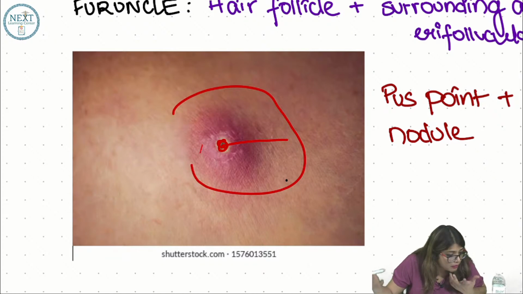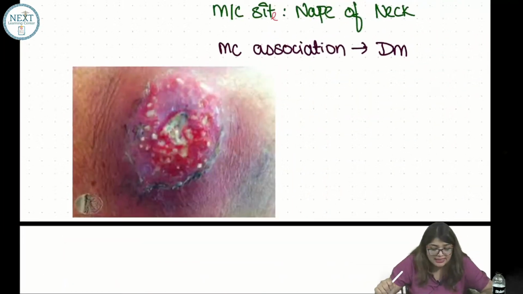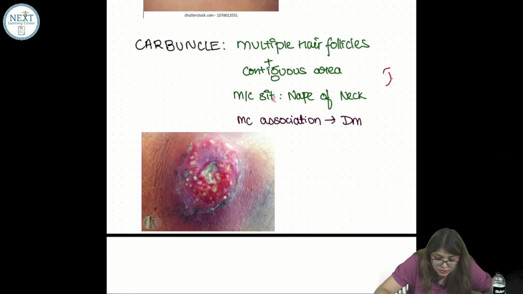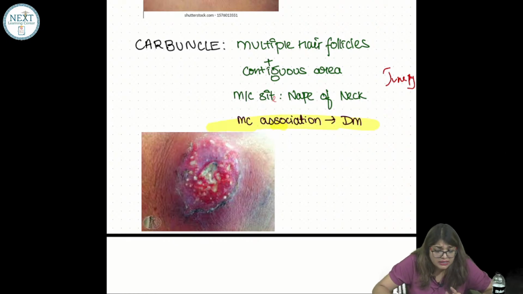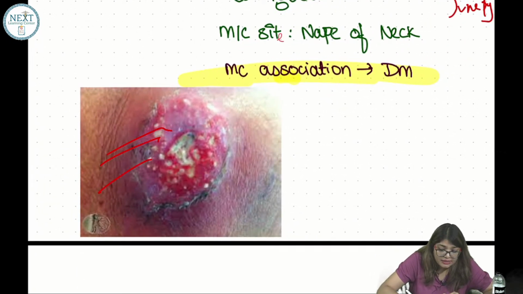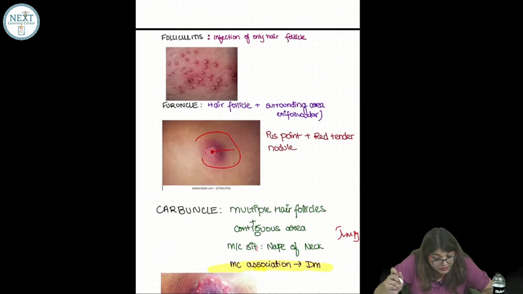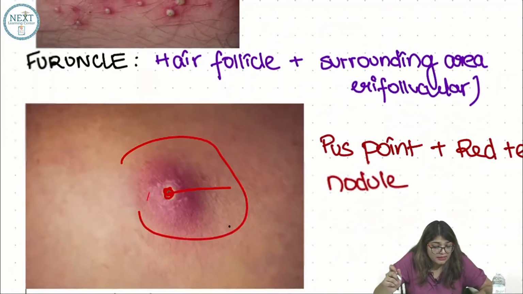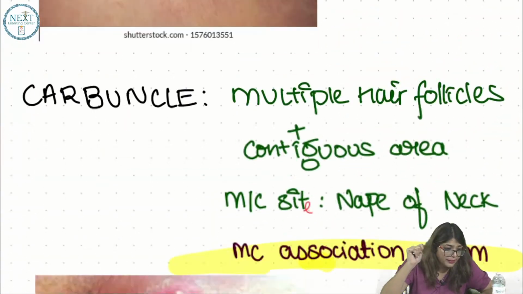Infection of multiple hair follicles, what is that now? Yes, that is carbuncle, and this was also a June PYQ. It is associated with diabetes. You can see there are multiple hair follicles. It is an infection of multiple hair follicles, while your furuncle is the infection of one hair follicle. Got it? Very good.